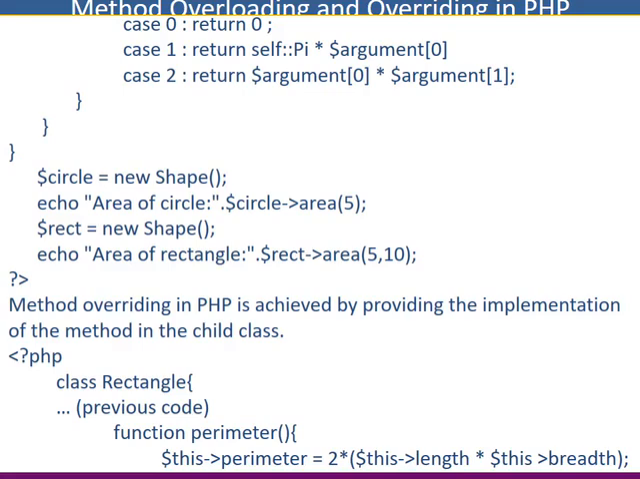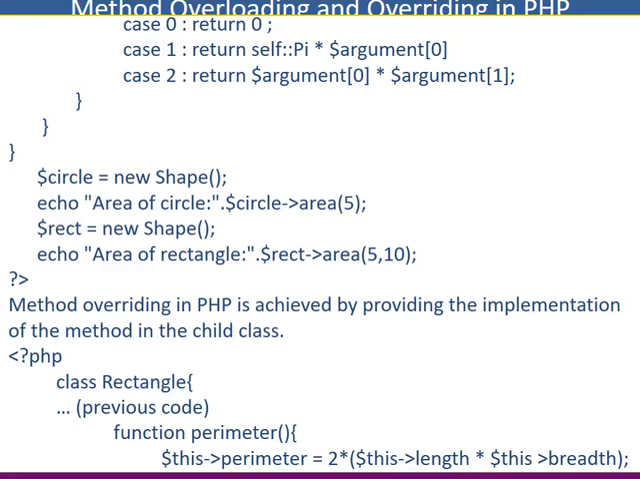So we have the $sign circle with the new shape, and we print output echo area of circle, and with the $sign rect equal to the new shape, we output echo area of rectangle. So that's how we generate the output.